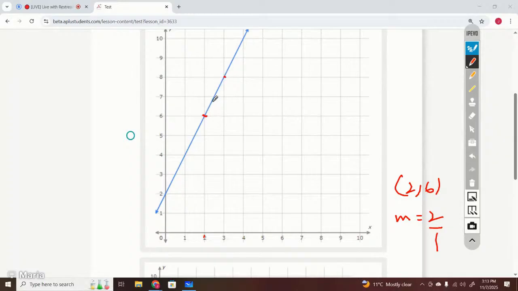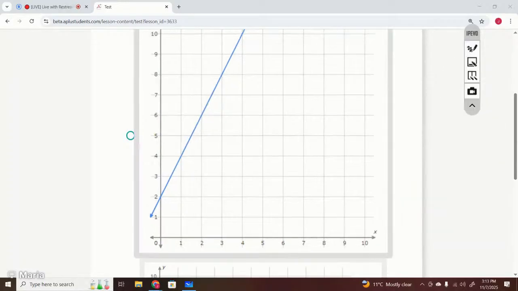So here we have the 2 points. Just join the 2 points and make a graph. So option number 1 is the correct option.